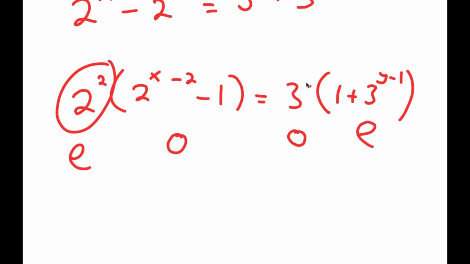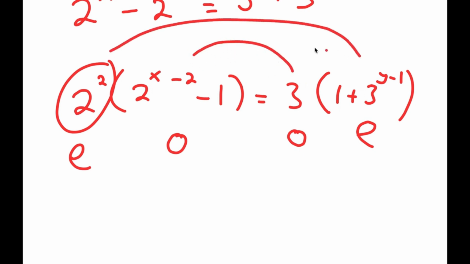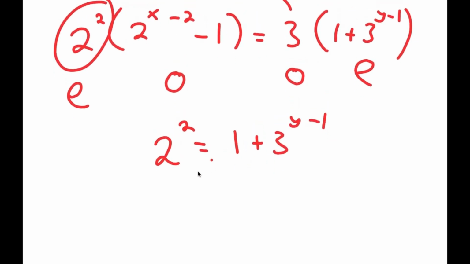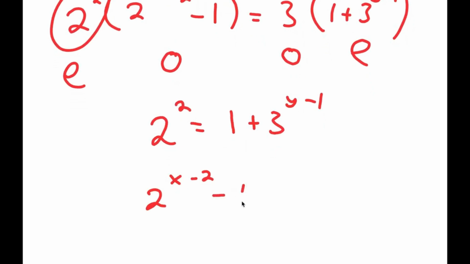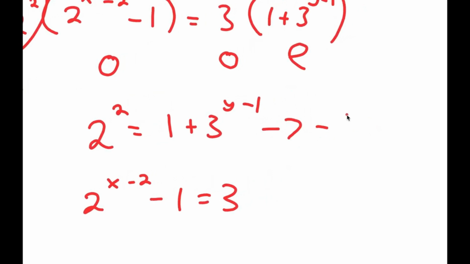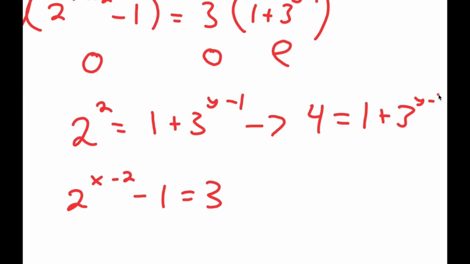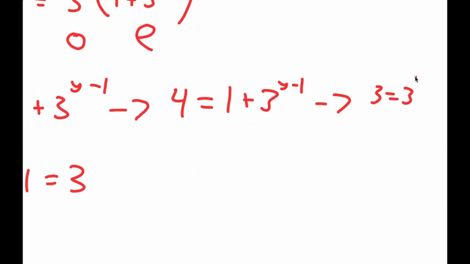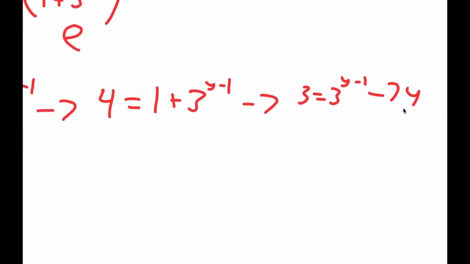Now, what I'm going to do is I'm going to set the odd numbers equal to each other, and then the even numbers equal to each other. So this gives me two equations. I get 2 squared is equal to 1 plus 3 to the power of y minus 1. And I also have 2 to the power of x minus 2 minus 1 is equal to 3. So let's first start with this equation. This is going to equal 4 is equal to 1 plus 3 to the power of y minus 1, and this means that 3 is equal to 3 to the power of y minus 1, meaning y is equal to 2.